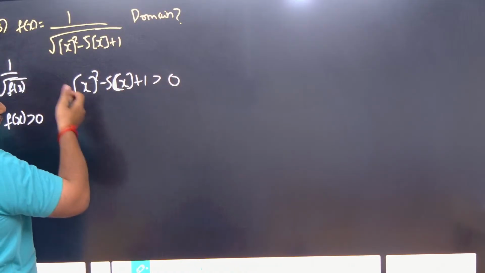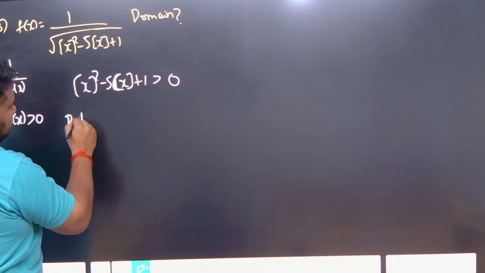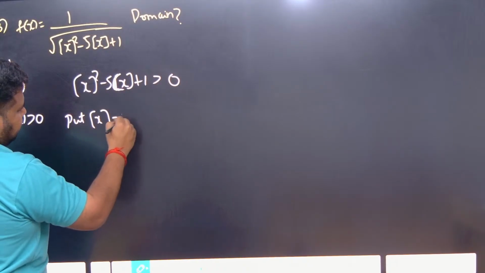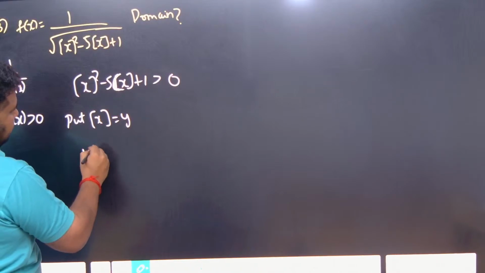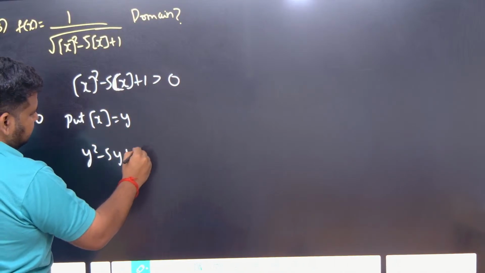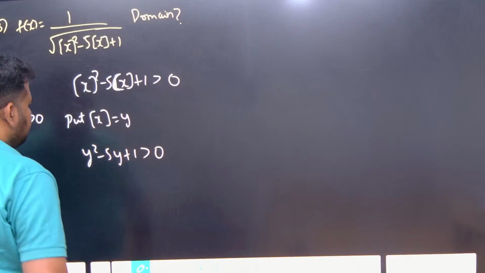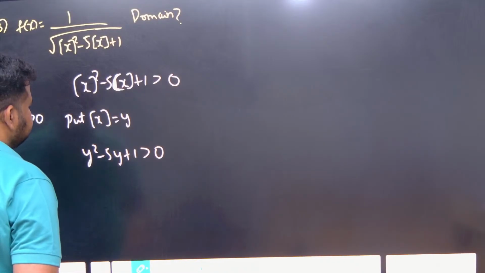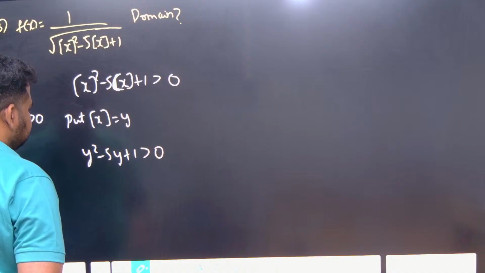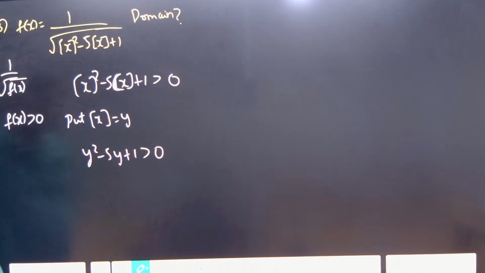Here what you will do, instead of step of x, let us take it as put step of x equal to y. So what will this become? y square minus 5y plus 1 is greater than 0. Let us simplify this. You should have the product as 1, and the sum as minus 5.